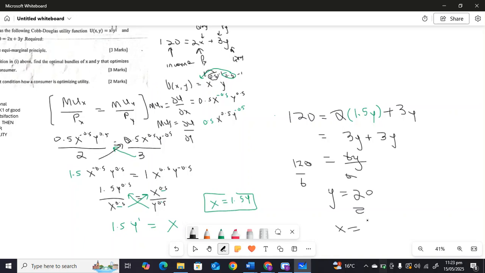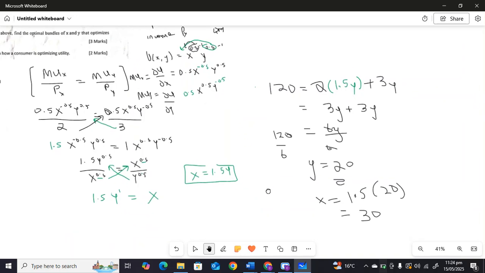Yes. So x equals 1.5y. So y equals 20. So we substitute y with 20. So 1.5 times 20, 30. All right. So this person will get the most satisfaction when they buy 20 units of y and 30 units of x. That's when they'll get the most satisfaction.